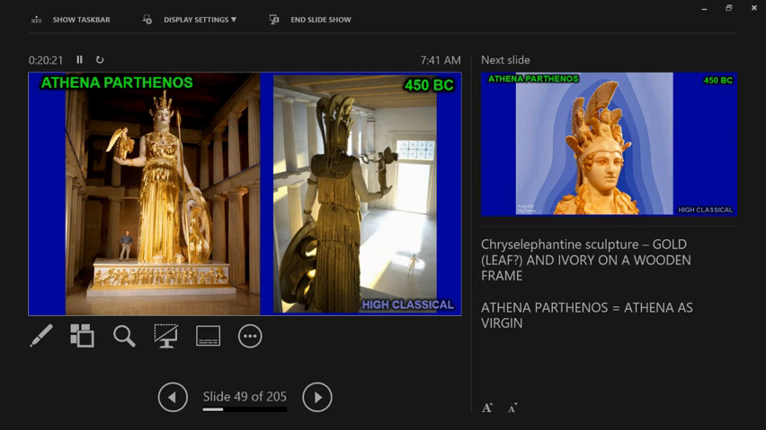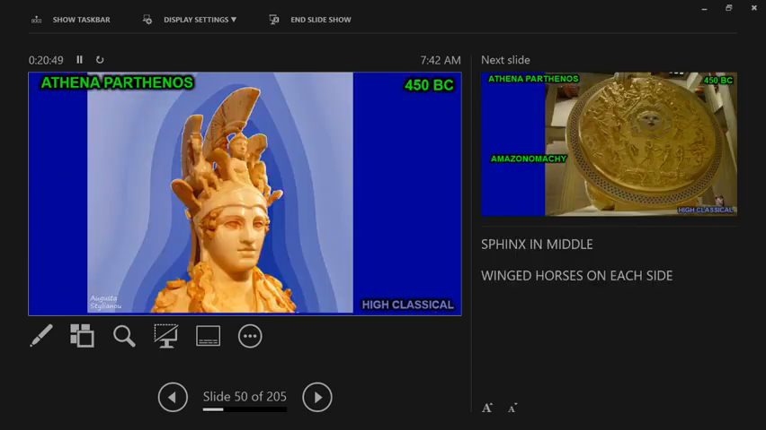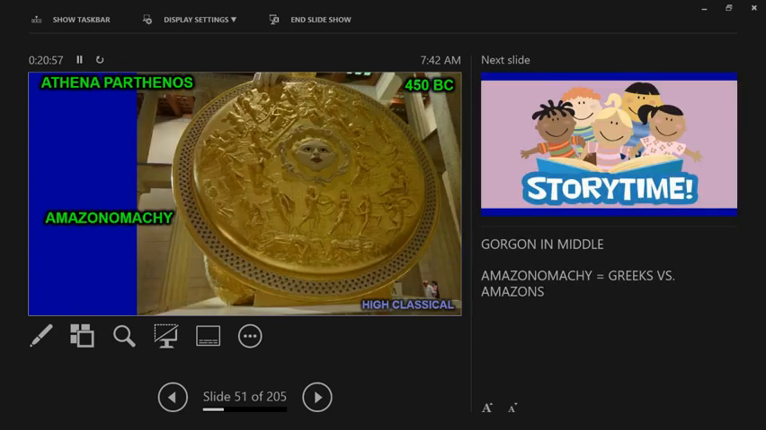So this is it from behind. Do you notice the little figure that is resting on the hand of Athena? All right, this is Nike. We'll talk about Nike a little bit later. But Nike has wings, and Nike is holding a crown. If you look at the helmet of Athena, there is a sphinx in the center and two winged horses on either side. And then if you look at the shield that she has, it tells the story of the Amazonomachy. And in the center is a Gorgon or Medusa. This is the Aegis that she had.